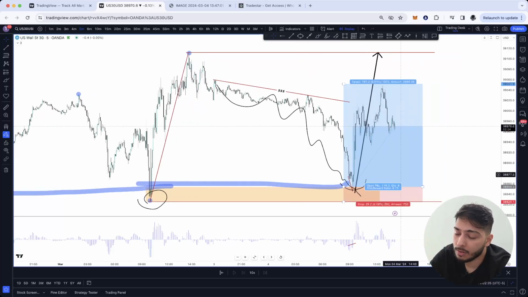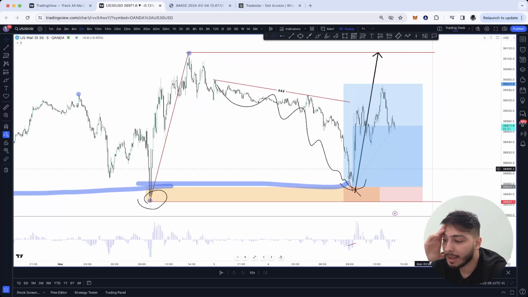But overall, this is just a quick setup, right? We're taking setups like this every day when it comes down to the TradeStar close friends.